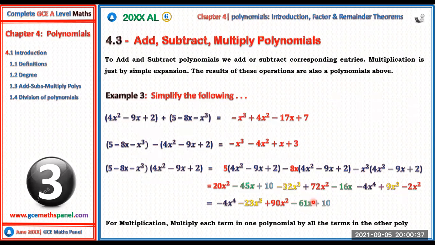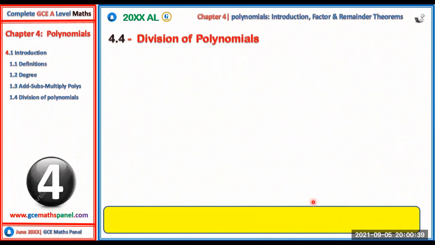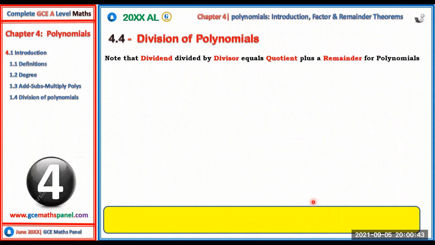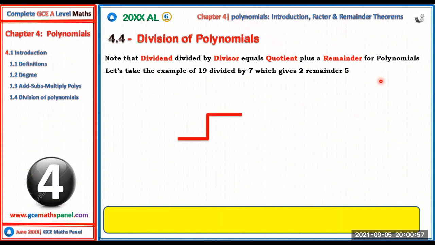Now let's look at division of polynomials. We first of all have to note that dividend divided by divisor equals quotient plus a remainder. Let's take, for example, 19 divided by 7, which gives us 2 remainder 5. So this is 19 here. We divide this 19 by 7.